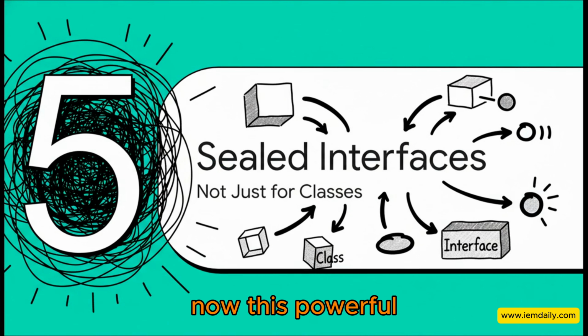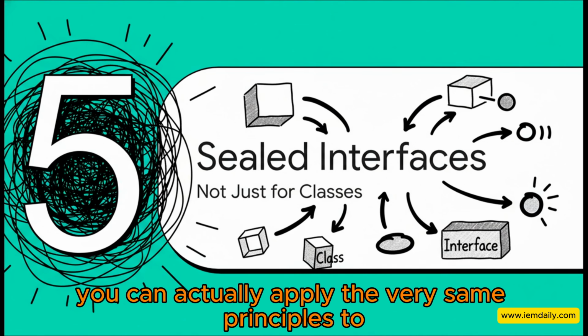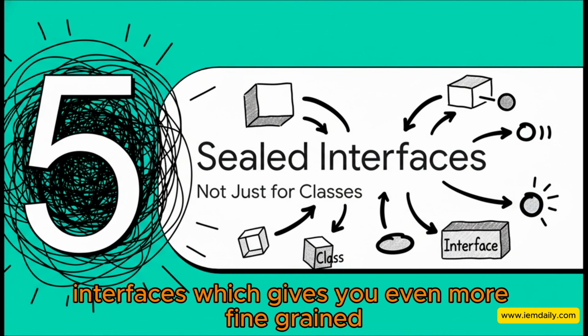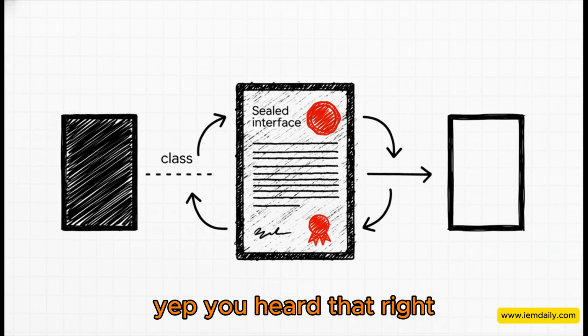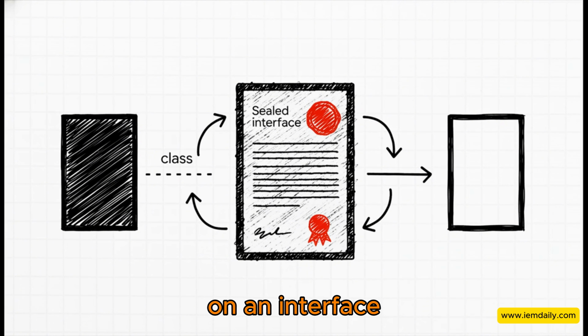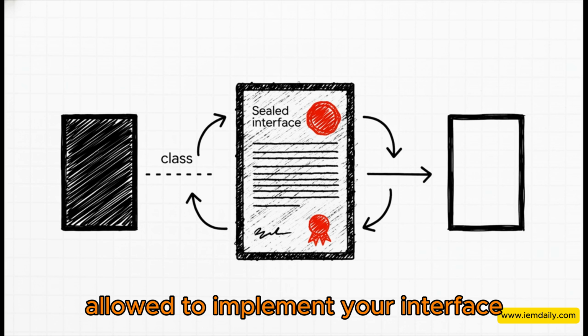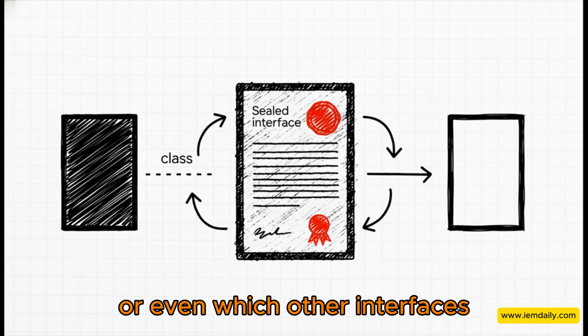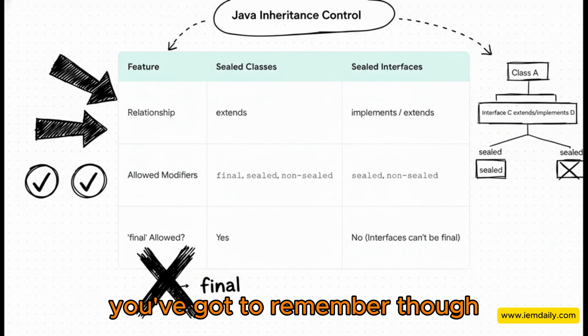Now, this powerful idea of sealing things off isn't just for classes. You can actually apply the very same principles to interfaces, which gives you even more fine-grained control over your designs. Yup, you heard that right. You can use the exact same sealed and permits keywords on an interface. This lets you control precisely which classes are allowed to implement your interface, or even which other interfaces are allowed to extend it.